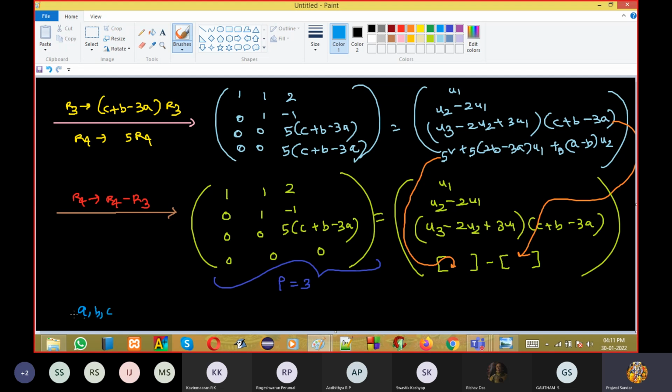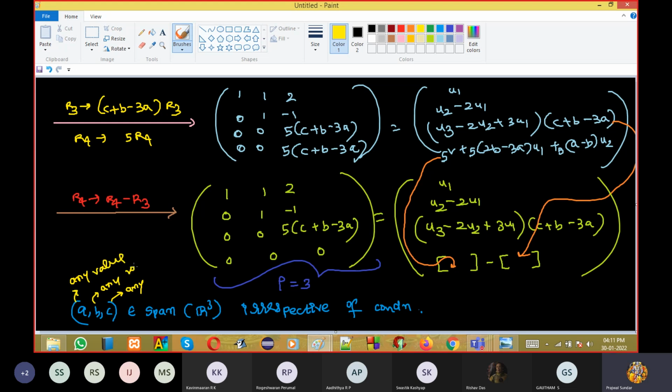Okay, but if you see today's question, without imposing any condition, last row became 0, meaning A, B, C belong to span. That is, what is span? R cube, irrespective of any condition. Is it clear? Because always, if writing A, B, C, always it belongs to R cube. You don't need any condition. No, A can be anything. This can be anything. This can be anything. Whatever value you give, it will belong to the span.